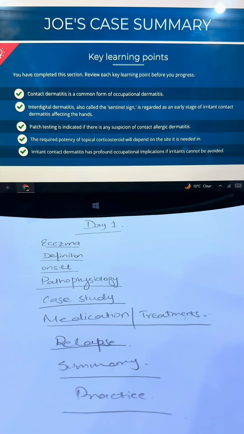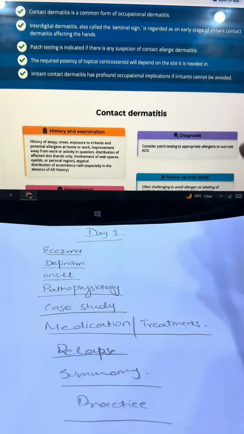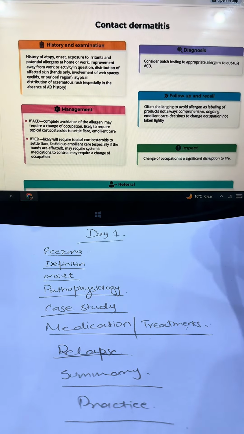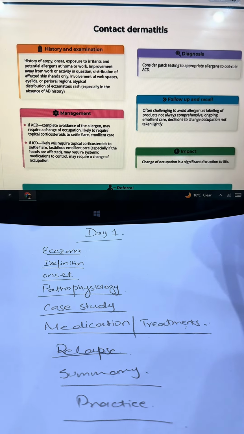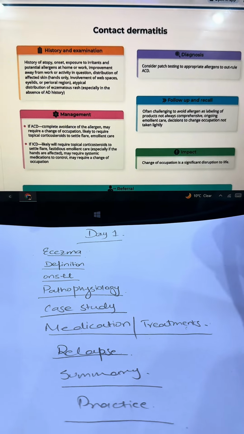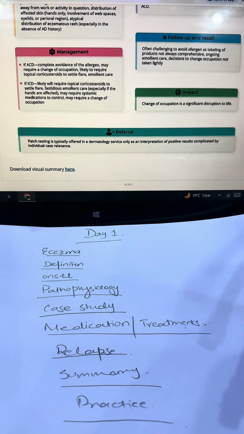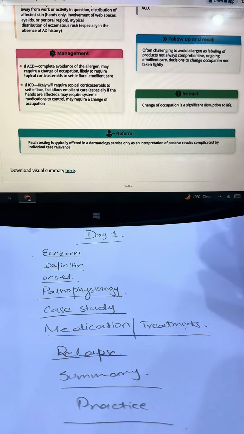Contact dermatitis is a common form of occupational dermatitis. Patch testing is indicated. We require topical corticosteroid. In contact dermatitis, we go through history and examination, management, diagnosis, follow-up, recall, and impact. Refer if the patch test is positive, then we may involve other medical teams.